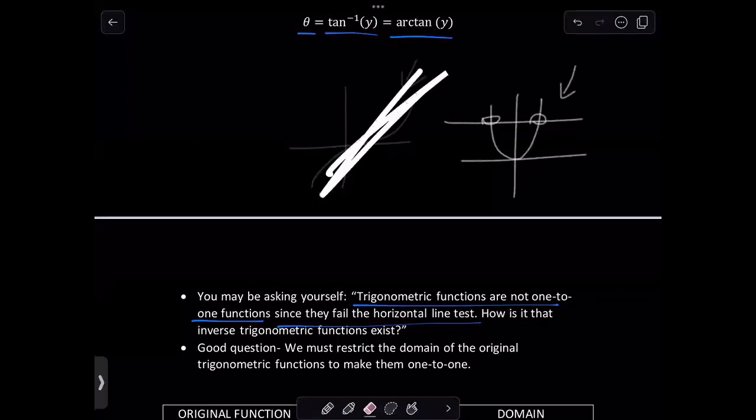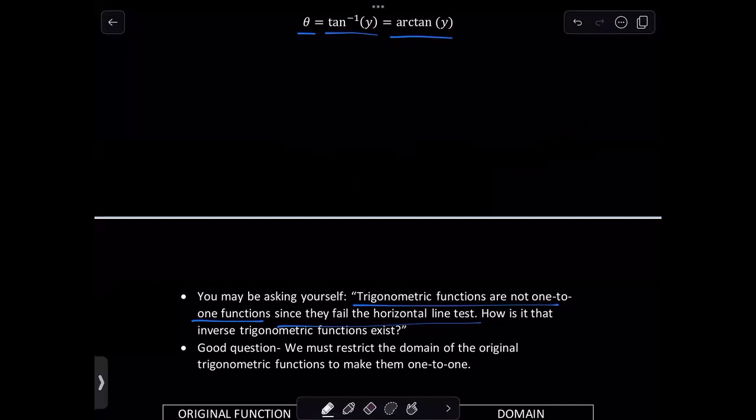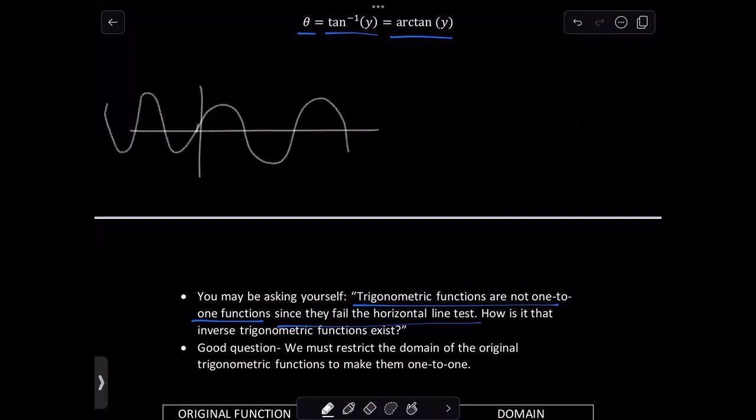So let's take a look at the trigonometric functions. Let's take a look at sine. Okay, so sine looks like that, and then on the negative axis, so that's my best drawing of sine right now. If I had to draw a horizontal line, it's going to cut it once, twice, 3 times, 4 times, and so on. Definitely more than once. So sine is not a one-to-one function. How is it that we now have inverse sine or arc sine?